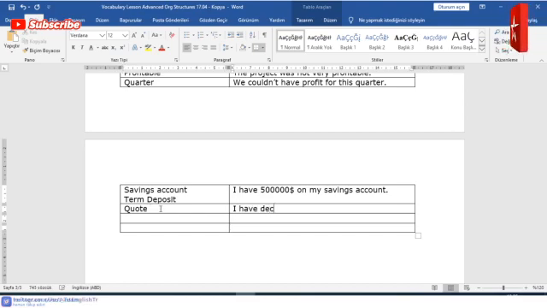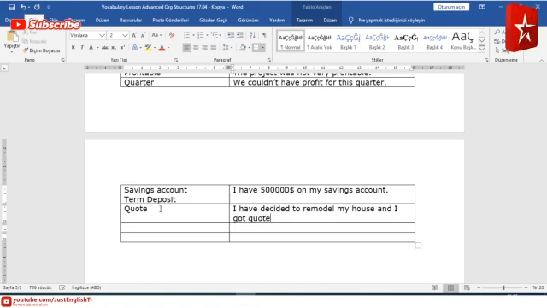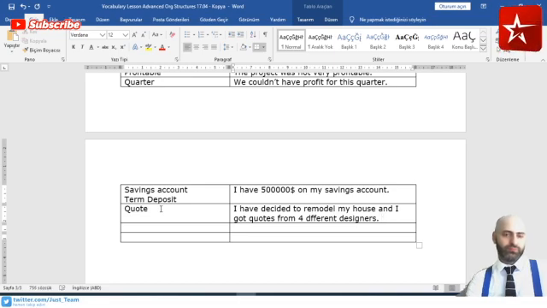I have decided to remodel my house, and I got quotes from 4 different designers. Okay, guys, do you understand the meaning of quote as a noun?